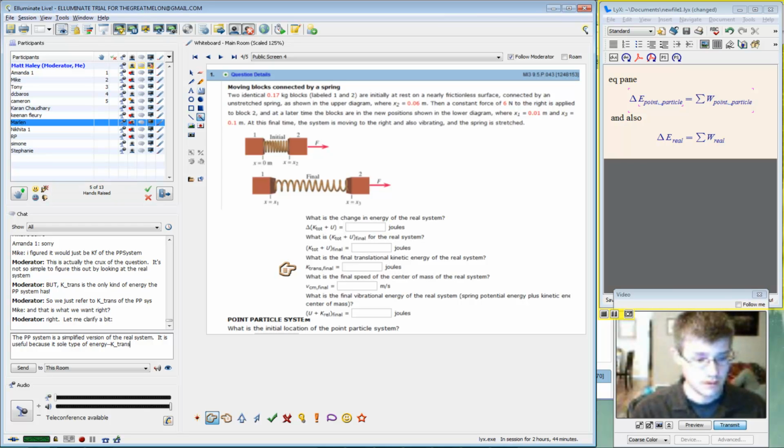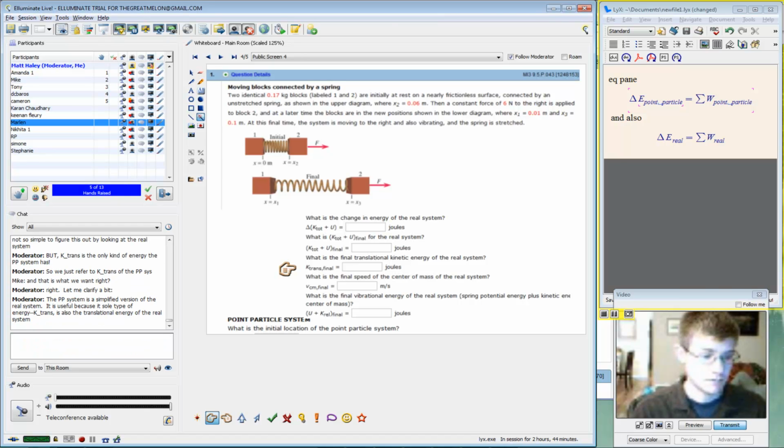At some point, it's a good idea to try to summarize what you think the whole homework is about, if there's any unifying theme. That's what I'm attempting to do here, explaining how the point particle system is related to the real system.